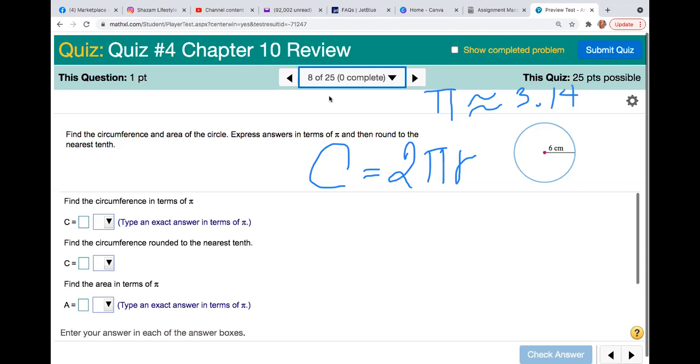For now, on the circumference formula, guys, we're using this formula right here. Why? Because they give us the radius. Remember, the radius is the distance from the center of the circle to any point on the circle. From the center to any point on the circle.